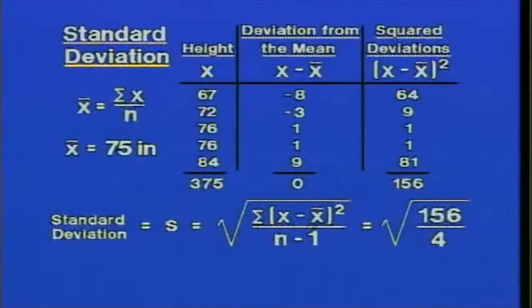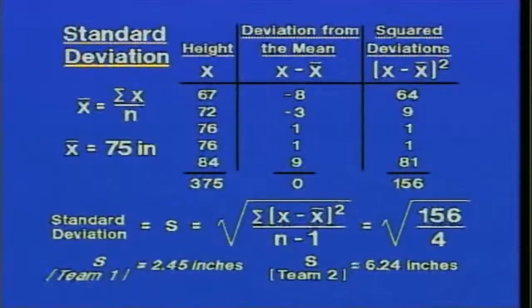Don't forget now that in the denominator there under the radical it's n minus 1, and n is 5 in this case, so the number is 4 in that denominator. 156 divided by 4 turns out to be, I think, 39. The square root of 39 is approximately 6.24. So the standard deviation for Team 2 is approximately 6.24 inches. Recall that the standard deviation for Team 1 was approximately 2.45 inches.